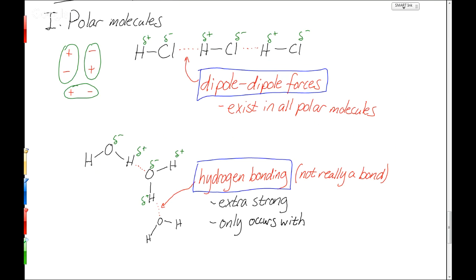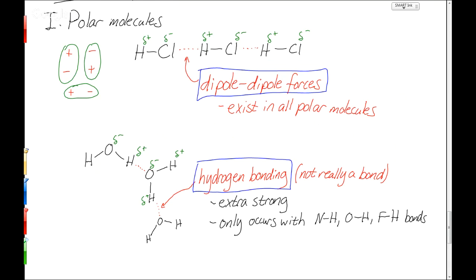And it only occurs with certain bonds. Only NH, OH, and FH bonds. Those are the atoms that are most electronegative, N, O, and F. So only when they're bound with hydrogen do you get this special scenario that leads to this special kind of force called hydrogen bonding. Now, why is that so special?